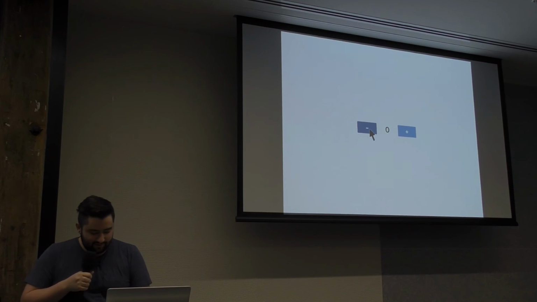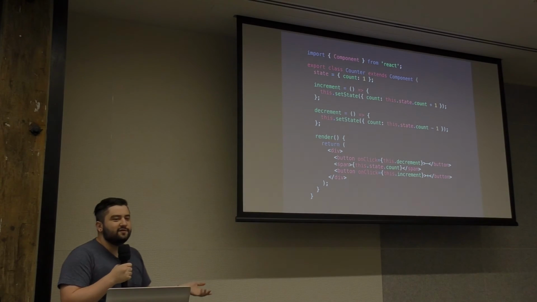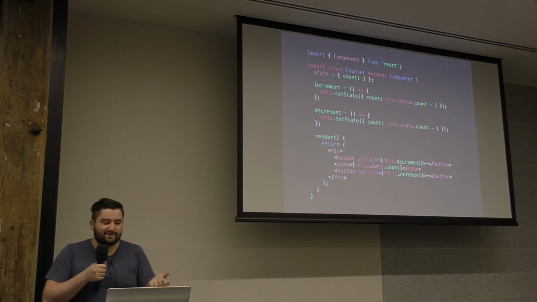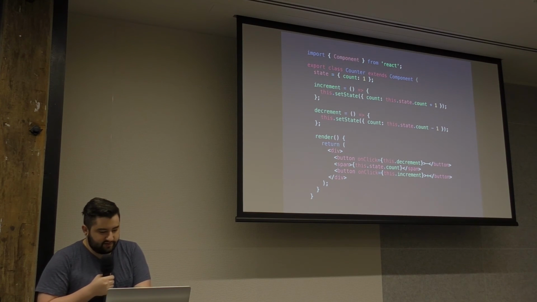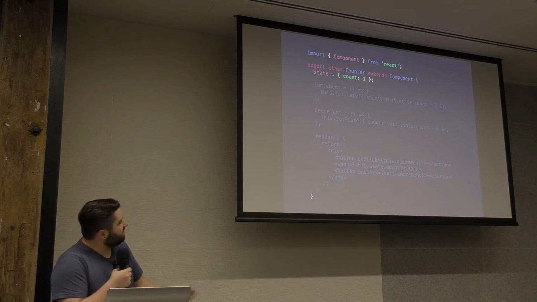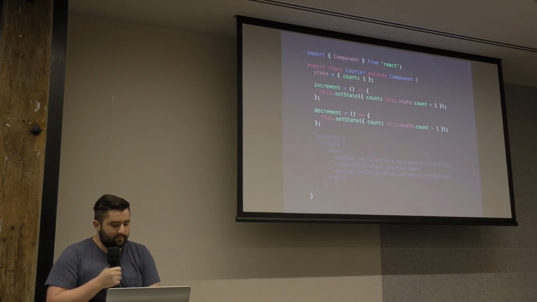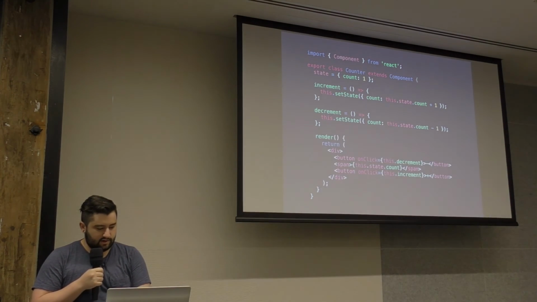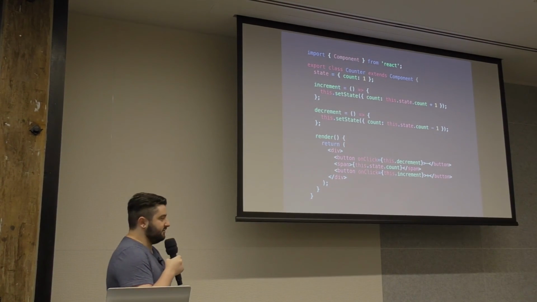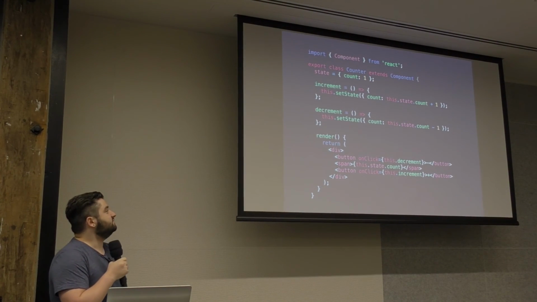Let's imagine how that would look in a React component. I'm assuming you're all familiar with this thing called React. This is the full component right here. We have our state, which is just that count. We have our methods for incrementing and decrementing that count. And then we just have some code for rendering our state into UI and binding events to the buttons.